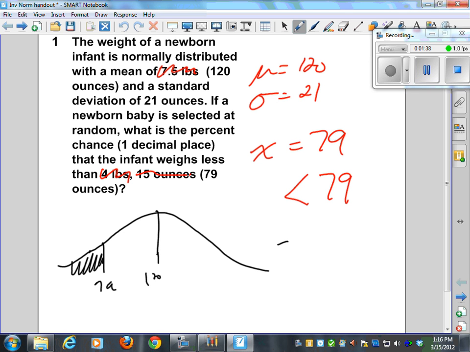Step number 1, convert it to a z-score. X minus mu all over sigma. So that's going to be 79 minus 120 all over 21. I should have had my calculator up and running instead of having to wait here. Divided by 21. Did you get minus 1.95? Minus 1.95 is the z-score.